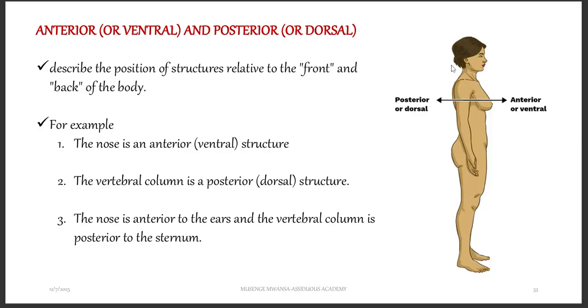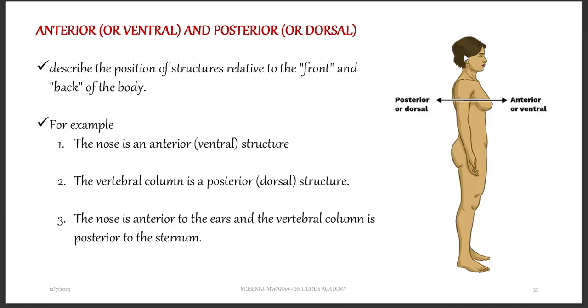We use ventral and dorsal when we are using what we call the coronal plane. Remember I said that the coronal plane divides the body into front and back. So any part that is in front is anterior. Any part that is at the back is posterior or dorsal. For example, when you're comparing the nose and the ears, we'll say the nose is anterior to the ears, because the nose is in front. So don't say the nose is anterior from the ears. The nose is anterior to the ears.